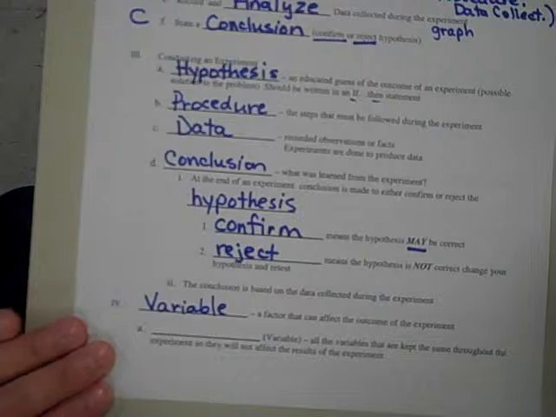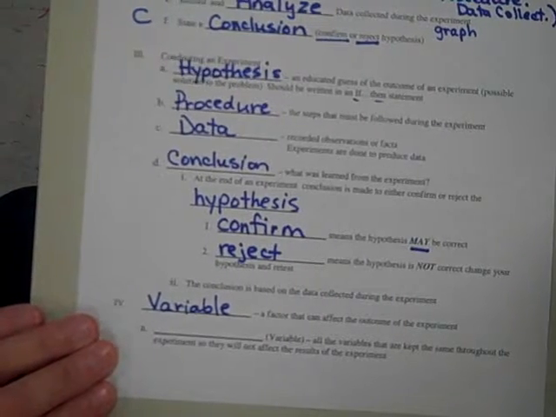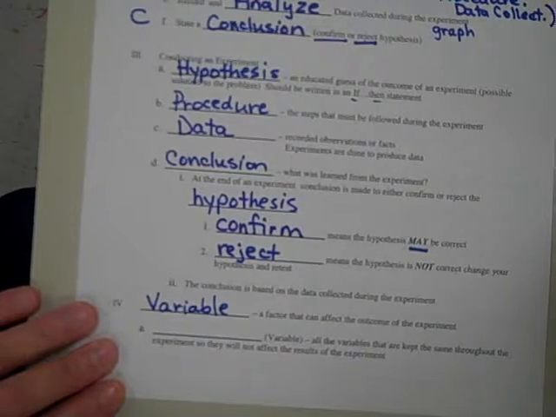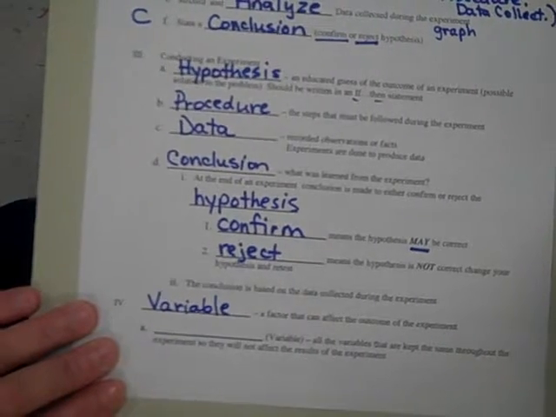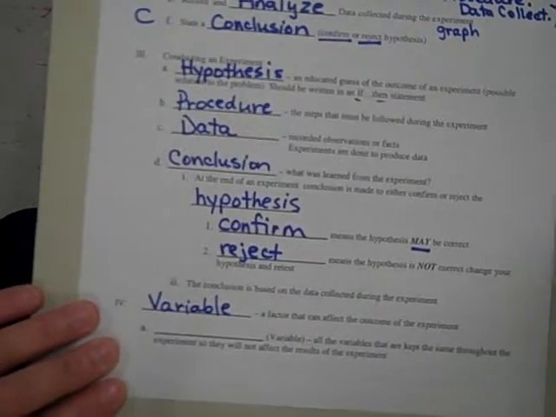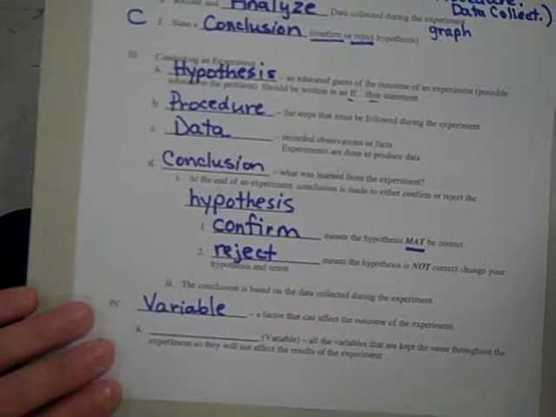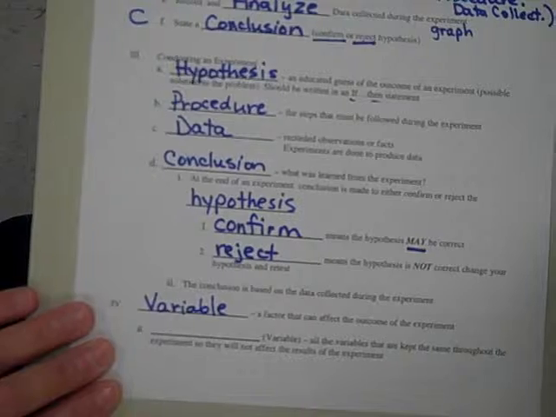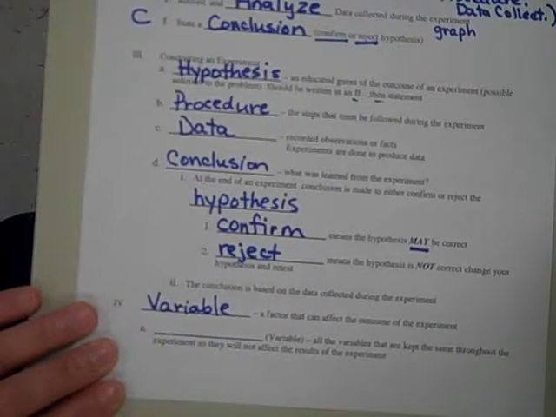Now, when you do an experiment, you can only test one variable at a time. All of the other variables have to be kept the same. What that means is that they must remain constant. Okay?